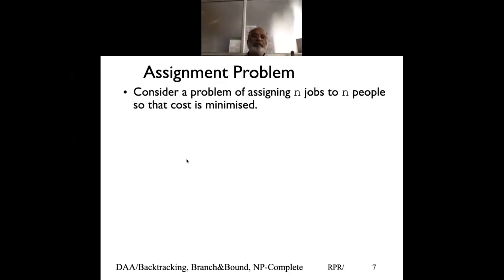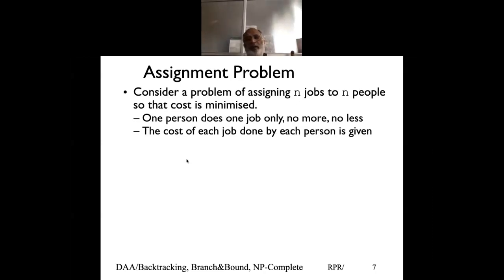So essentially, there are n jobs to be done, and there are n people, and different people do different assignments at different costs. The requirement is one person can do only one job, and one job can be done by only one person. So one person cannot do two jobs, and one job cannot be done by two people. So the requirement is one job per person, no less, and we know the cost of each job by each person.